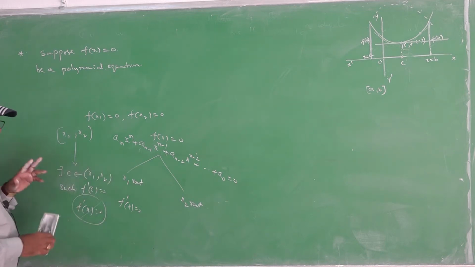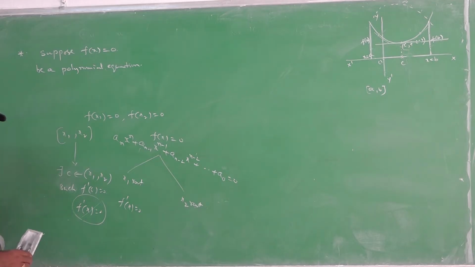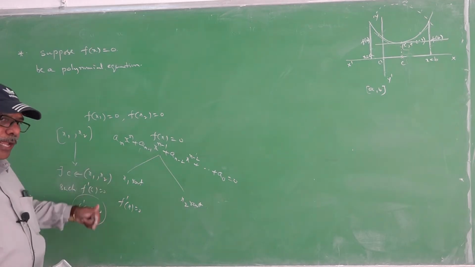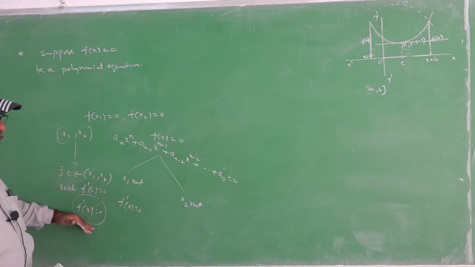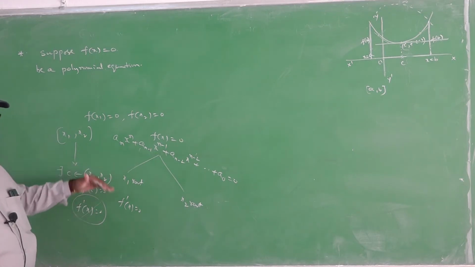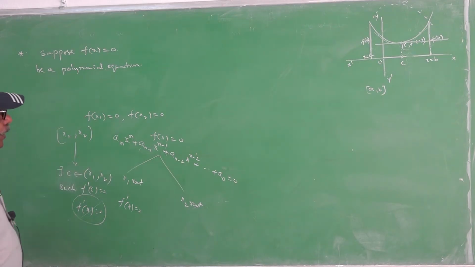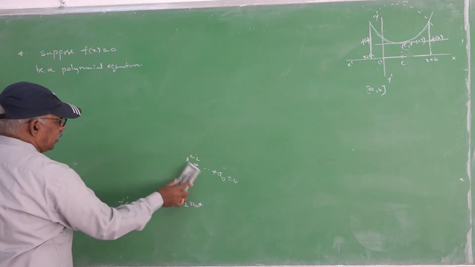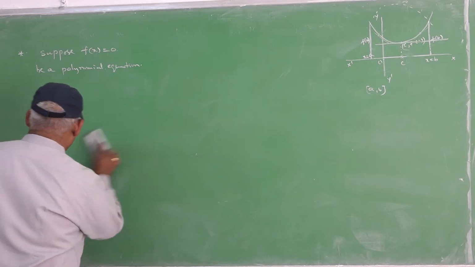That means between any two roots of a polynomial equation, certainly a root exists to its derivative. A root exists to the derivative of that polynomial equation. Okay, that is the algebraical approach of Rolle's theorem.